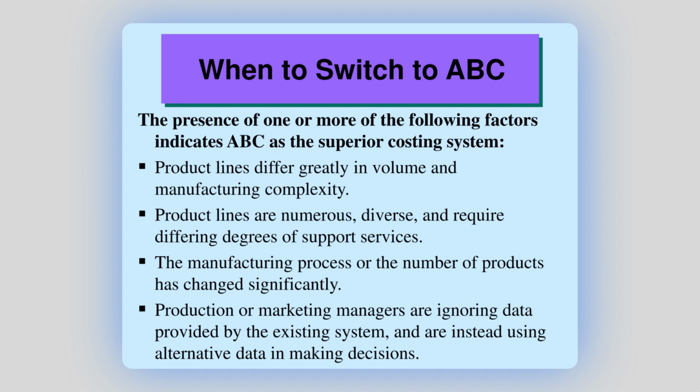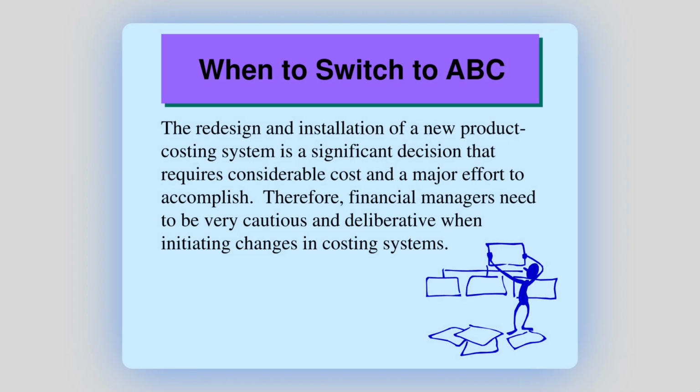Product lines are numerous, diverse, and require differing degrees of support services. The manufacturing process or the number of products has changed significantly, yes. And you have production or marketing managers ignoring data provided by the existing system and instead using alternative data in making decisions. Okay? That's why, when switching to activity-based costing, the redesign and installation of a new product costing system is a significant decision, no? Kaya nga the manager in finance needs to be very cautious and deliberative when initiating changes in the accounting system. Yan, okay?